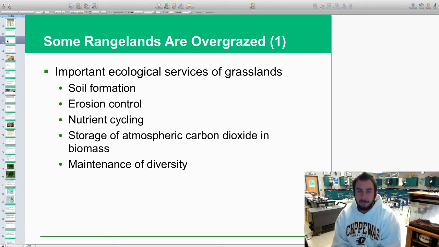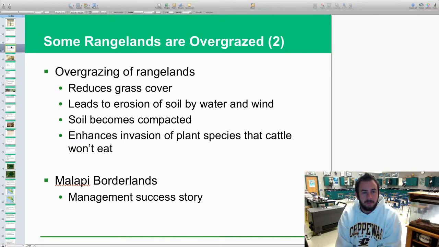First of all, it's soil formation. They have some of the best soils, with the best nutrients and the best place for growing crops, which is pretty much why we've cleared out some of those lands in the first place. Another one is erosion control. They provide lots of erosion control, with lots of grasses holding the soils. Nutrient cycling, big on that because of all the plants that inhabit the grassland areas. Storage of atmospheric carbon within the biomass. Lots of grasses equals lots of biomass, which holds lots of carbon. And then they also maintain biodiversity, being a very unique ecosystem.